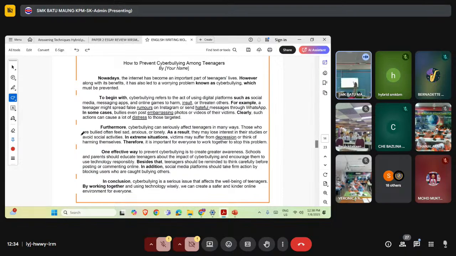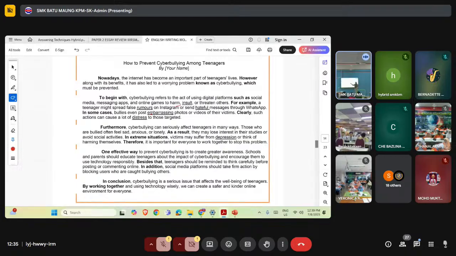Then to begin with, the first, cohesive devices. Okay, the first point, you can see, what are these words? Less common lexis. What are the words? Insult, rumors, hateful messages, embarrassing, to distress. Normally, students will use "release stress", but instead, you can use the word distress.